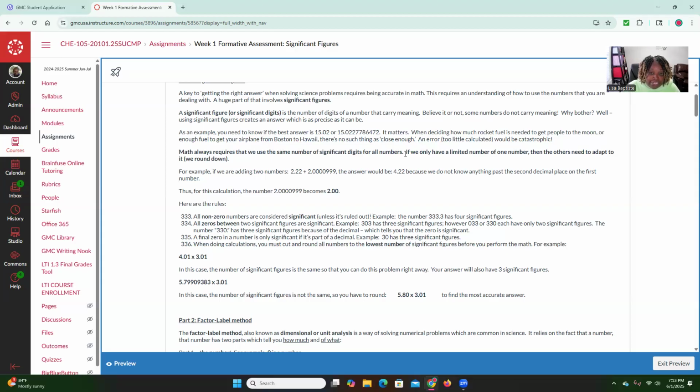So for multiplication and division, remember you go with the least number of significant figures. For addition and subtraction, you go with the smallest number of decimal places. Okay. So you'll need to know how to do significant figures, not only for this lab assignment, but also for any of the calculations that you do moving forward in this class.